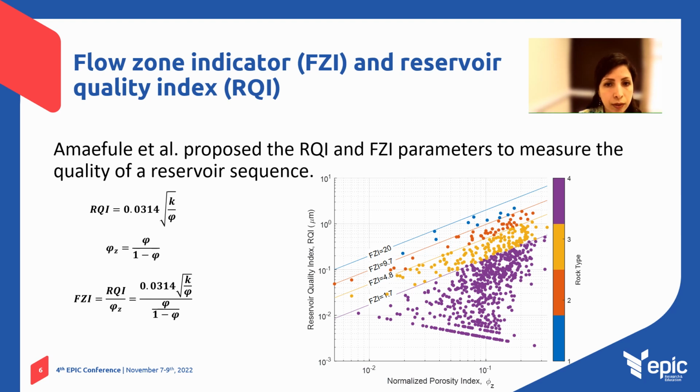The second method was flow zone indicator and reservoir quality index. Amaefule proposed this method to measure the quality of a reservoir sequence. These two parameters were applied and tested to classify and differentiate a given reservoir into a set of reservoir rock types and hydraulic flow units, and these parameters are calculated in the following way, and the results were integrated with these techniques.